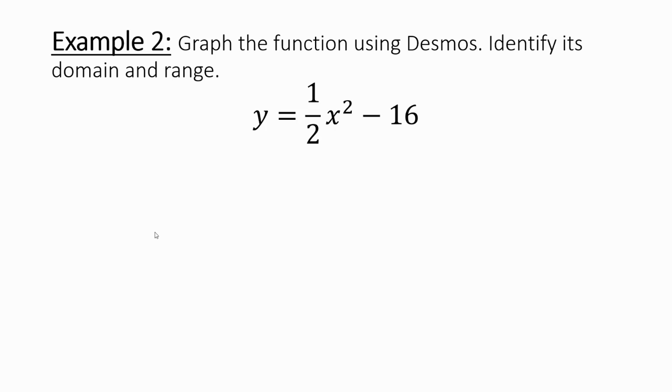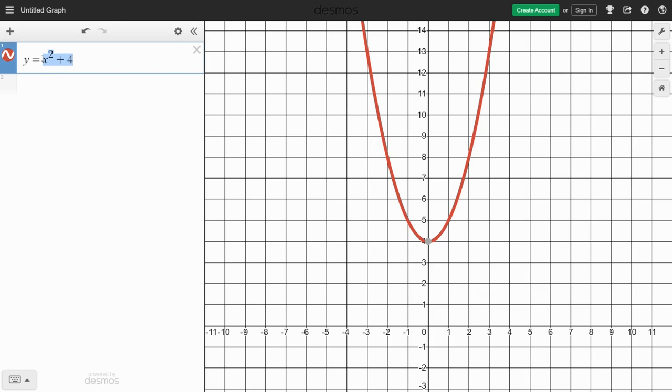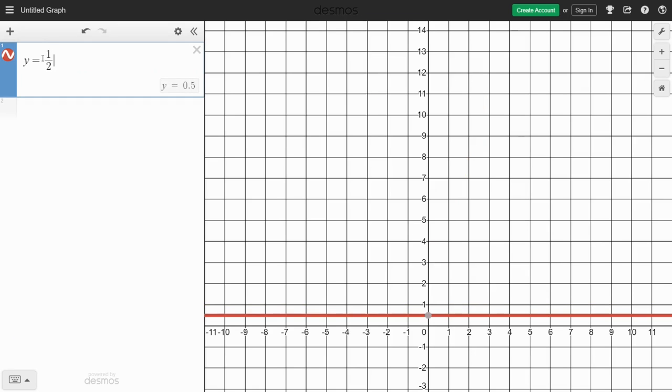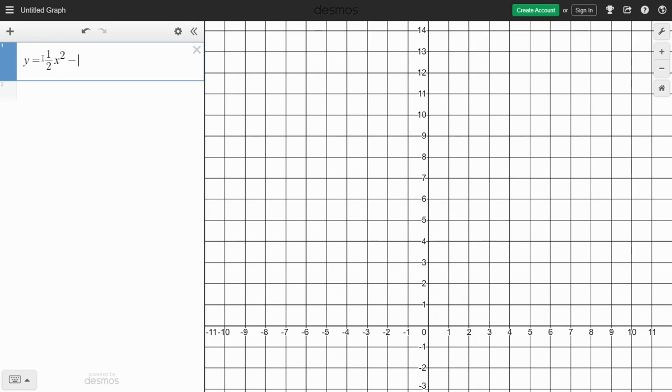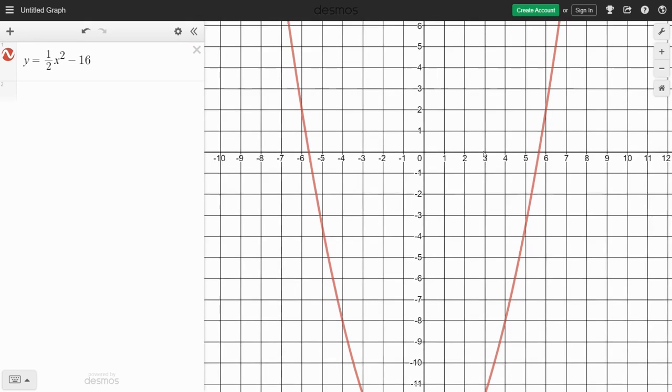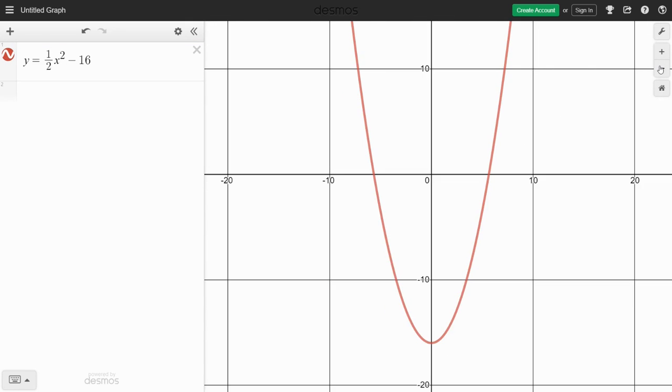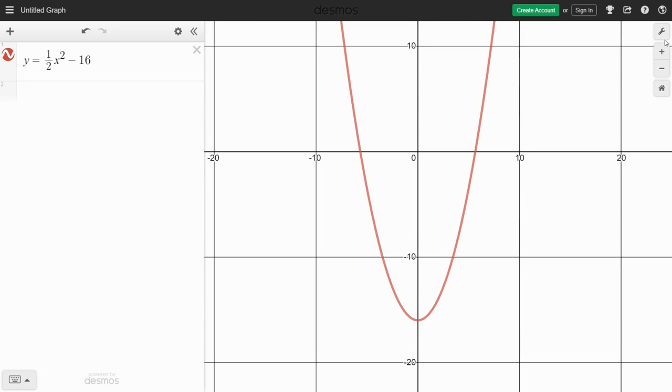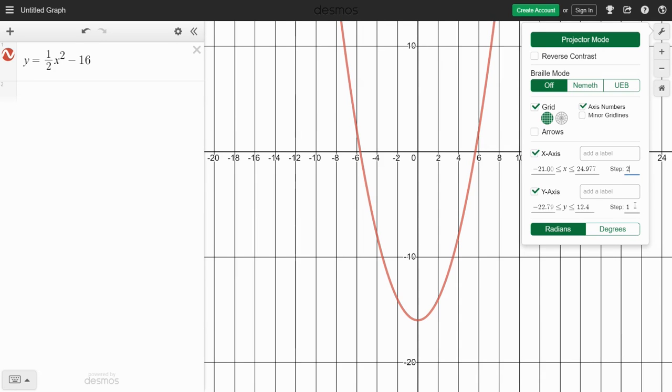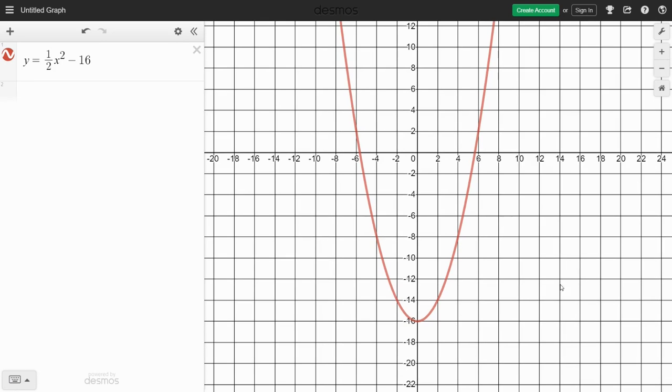Let's do the same thing for example 2. Identify the domain and range for this function. So I'm going to go to Desmos and type this one in. Y equals 1/2 x squared minus 16. And here's what we get. I'm going to zoom out on this one a little bit. And I'm going to change my step to go up by 2s. How about that? Okay, awesome.